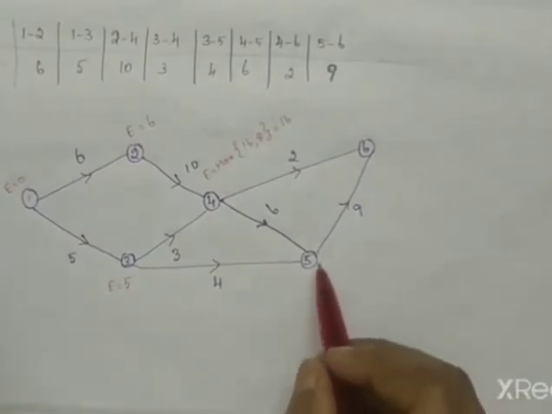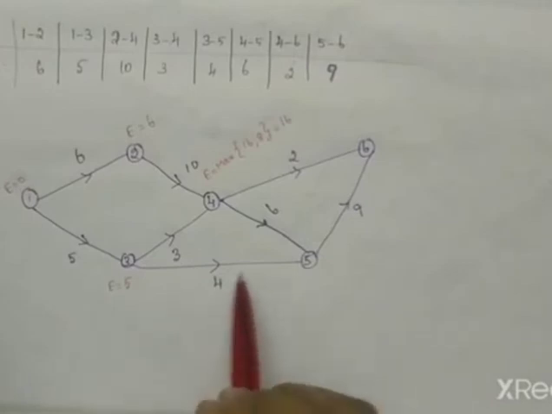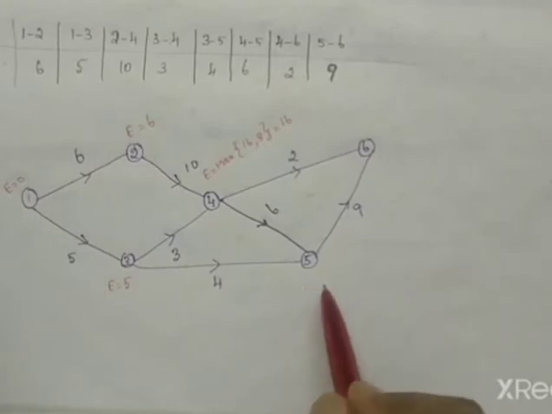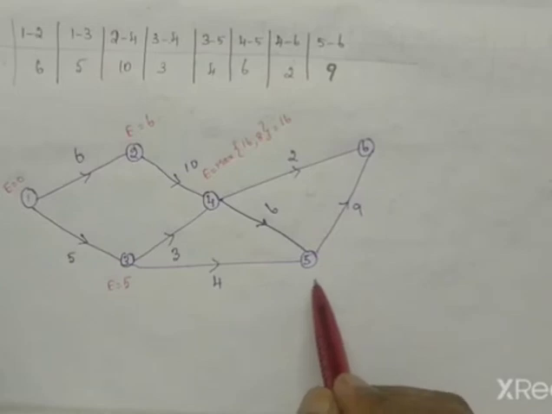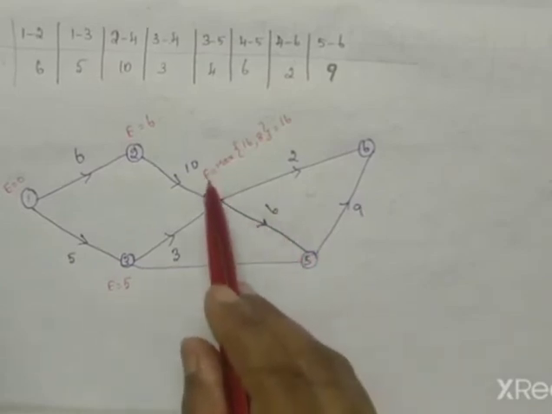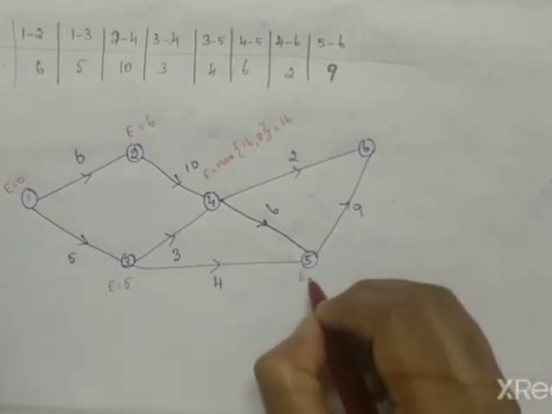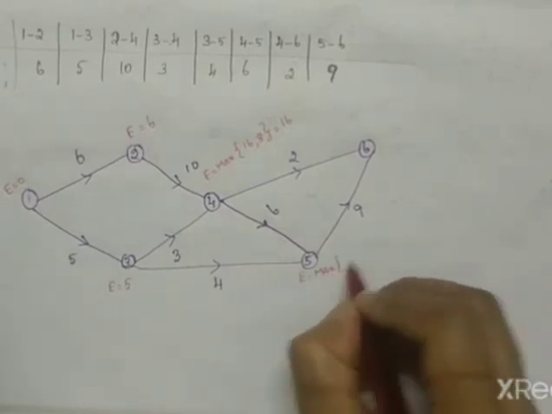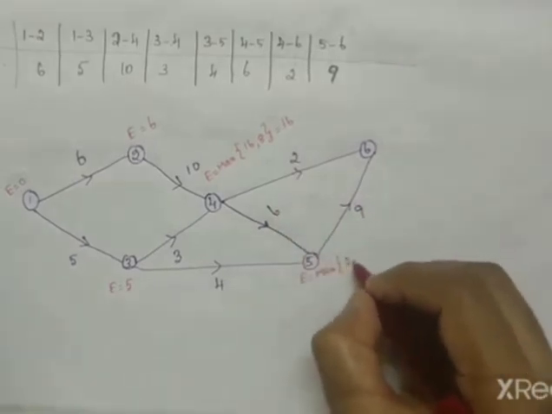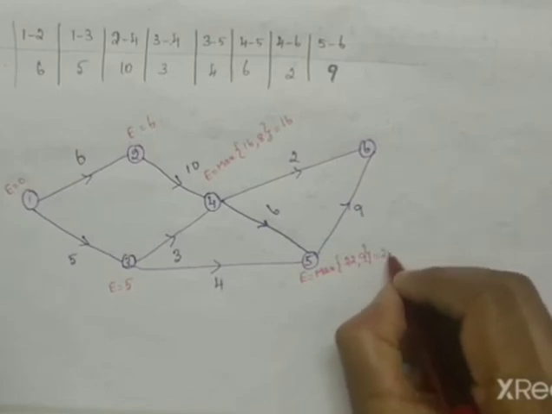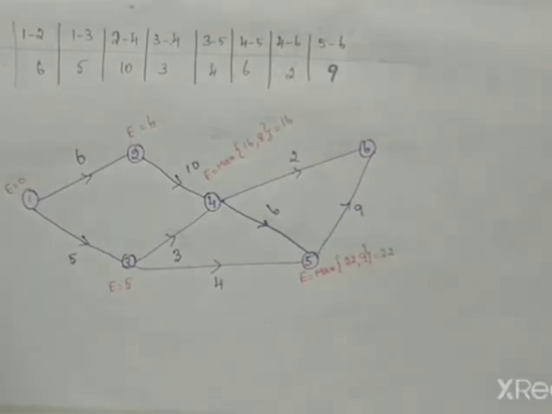Next we come to the fifth activity. The fifth activity has 2 incoming activities, so again we go with the maximum of the duration plus E value for each. So E is equal to the maximum of 16 plus 6, which is 22, and 5 plus 4, which is 9. So the maximum is 22. For the fifth activity the value is 22.